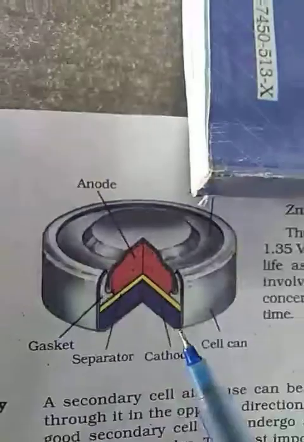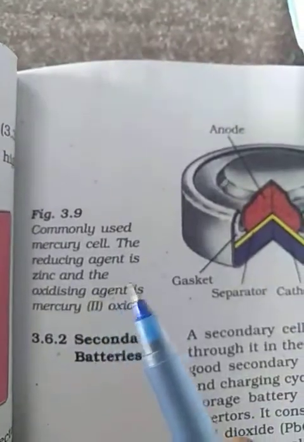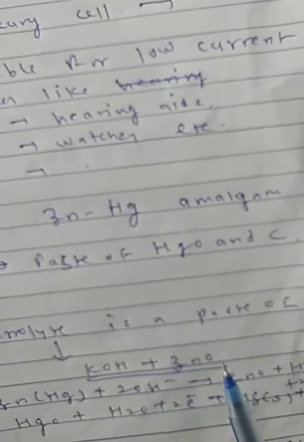Now again I am teaching you with the next example, with figure 3.9. The commonly used mercury cell: the reducing agent is zinc and the oxidizing agent is mercury(II) oxide. The mercury cell is suitable for low current devices like very small cells. It is used in hearing aids and watches etc. It consists of, at the anode, zinc-mercury amalgam. At the cathode, a paste of mercury oxide and carbon. The electrolyte is a paste of KOH plus ZnO.